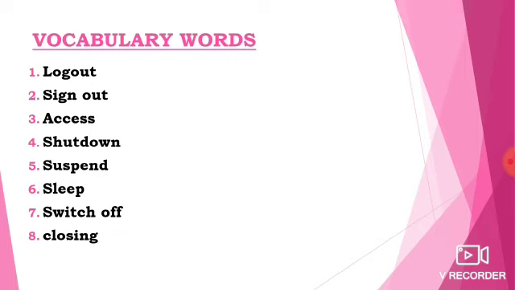Next one, suspend. What's the spelling? S-U-S-P-E-N-D, suspend. And then sleep. S-L-E-E-P, sleep. And then switch off. S-W-I-T-C-H, switch off, O-F-F, off. Switch off. And then closing. Are you all clear about this, children? So read these words and then write them in your activity notebook.